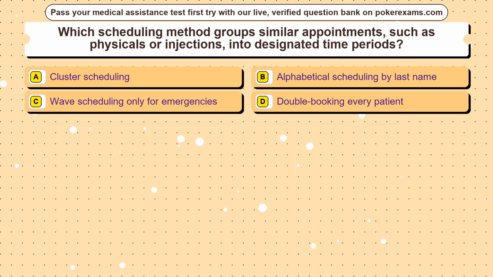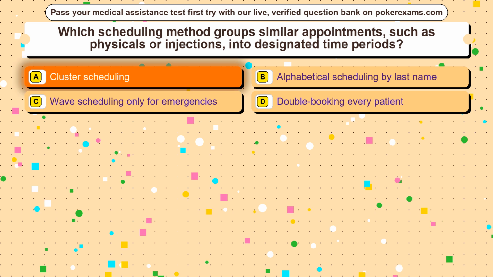Question 8. Which scheduling method groups similar appointments, such as physicals or injections, into designated time periods? Option A. Cluster scheduling. Option B. Alphabetical scheduling by last name. Option C. Wave scheduling only for emergencies. Option D. Double booking every patient. The correct answer is option A.